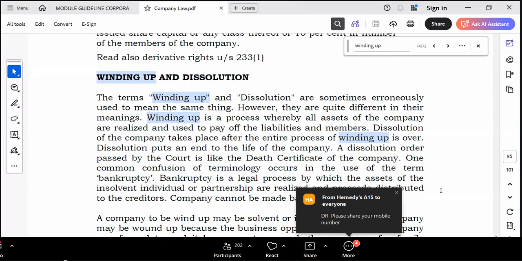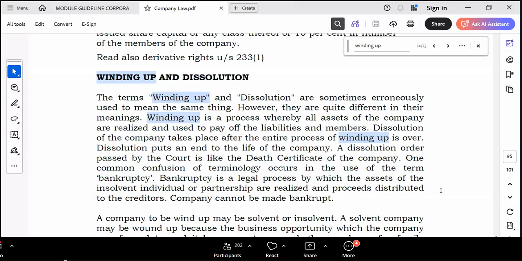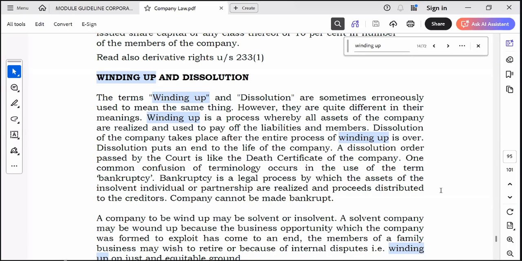Some people have often erroneously or commonly confused the terminology, what we call dissolution, with bankruptcy. While bankruptcy is a legal process by which a person is declared as insolvent as an individual, and if it is a corporate person, it is declared insolvent, then the dissolution is just the last stage of making sure that the declaration is made that a company is no longer living its life. It has come to an end.